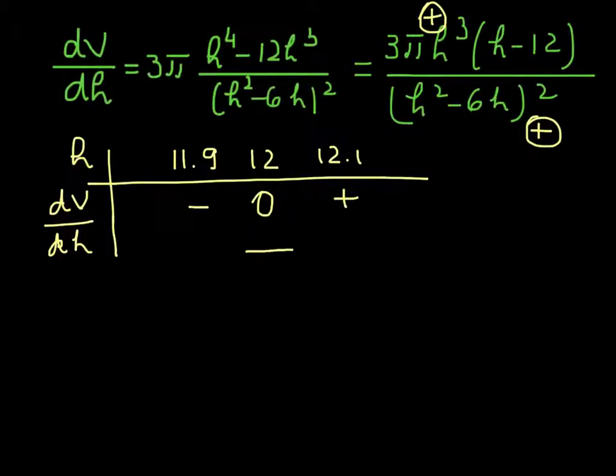So before 12, the graph decreases. It's a negative slope. After 12, it's a positive slope, so the graph increases. Therefore, we have a minimum volume for H equals 12.